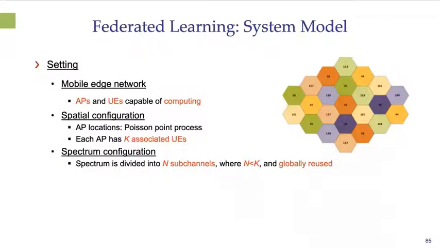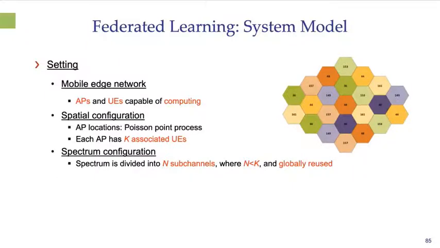Okay, so here's a system model that we're going to look at, so we can try to get some understanding of it. First of all, we have a mobile edge network, so we have access points and end user devices that are capable of computing. The access points we'll just assume are distributed in some kind of Poisson process, and each access point is going to have K end user devices associated with it. And then the spectrum is going to be divided into N subchannels, where N, of course, is less than K. And that spectrum is going to be globally reused from access point to access point.